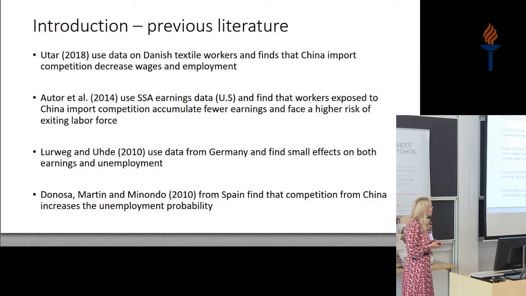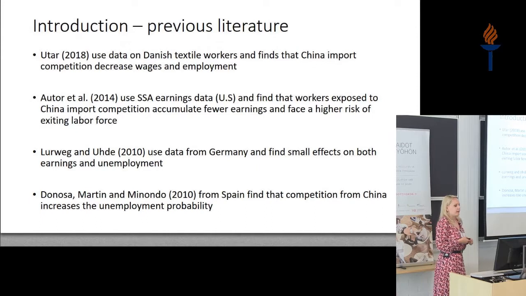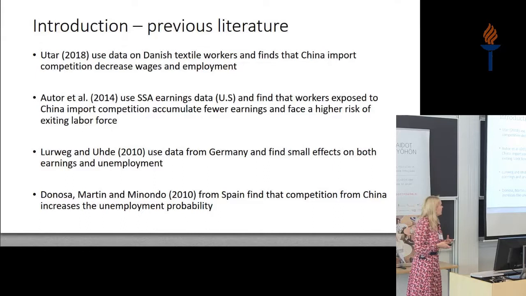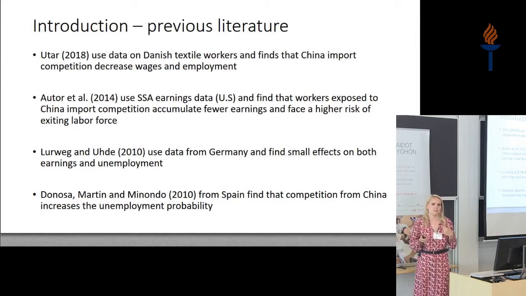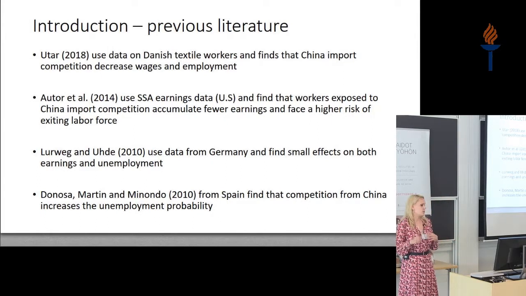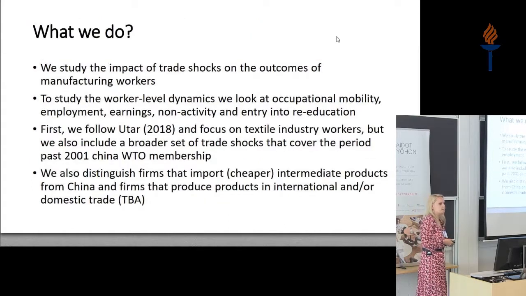And then there is Lurbeck and Ude. They use German data, and they split their manufacturing firms based on their activity level in import and export. So there are high import, high export firms versus high import, low export firms. And they don't find much evidence whatsoever. And then there is the Spanish data, and the authors are Donazo, Martin, and Minondo, and they find that competition from China increases the unemployment probability, but I am not that convinced about this paper because I'm not quite sure if they are able to identify any causal evidence, because of the way they handle their control versus their treatment group.